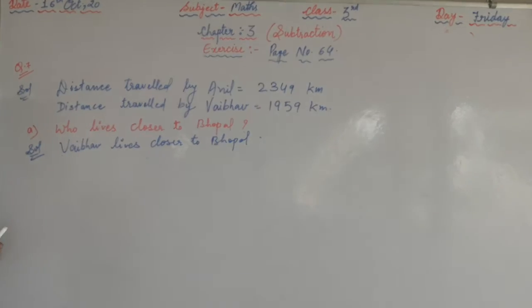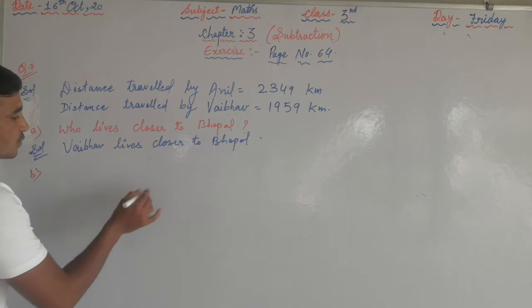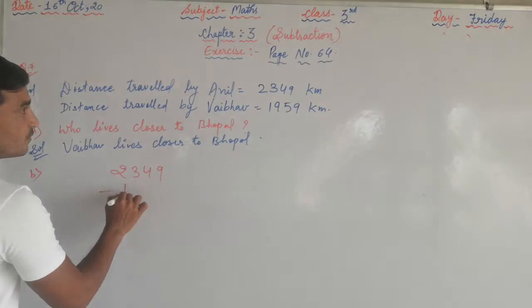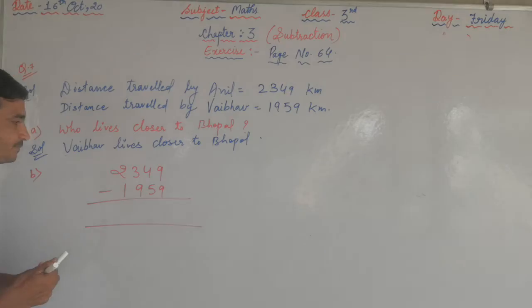Okay, now see the next question. What is the difference in the distance between Anil and Varun's home? So how do you find the difference? By subtracting the numbers. 2349 minus 1959. Simply you have to subtract.